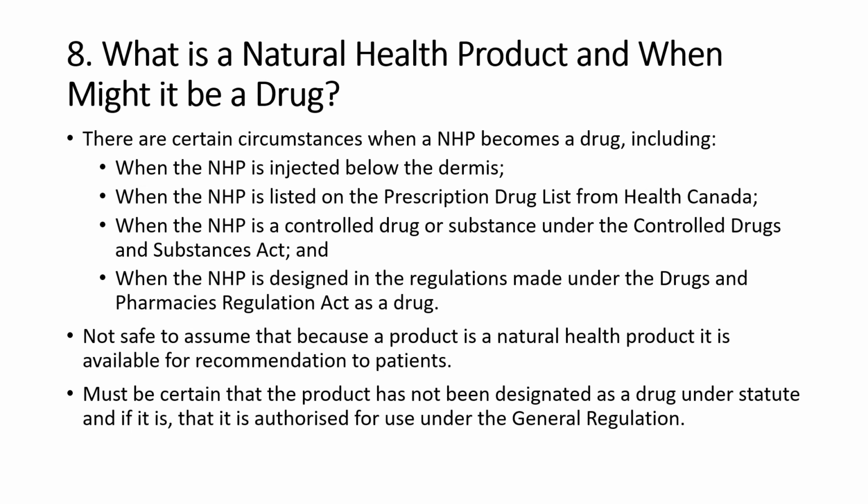Typically, an NHP is not considered a drug. However, there are certain unique circumstances when an NHP becomes a drug, including but not necessarily limited to when the NHP is injected below the dermis, for example, vitamin B12 injection. When the NHP is listed on the prescription drug list from Health Canada, for example, vitamin A over 10,000 IUs or vitamin D over 2,500 IUs. When the NHP is a controlled drug or substance under the Controlled Drugs and Substances Act, for example, homeopathic cannabis. When the NHP is designated in the regulations made under the Drugs and Pharmacies Regulation Act as a drug.